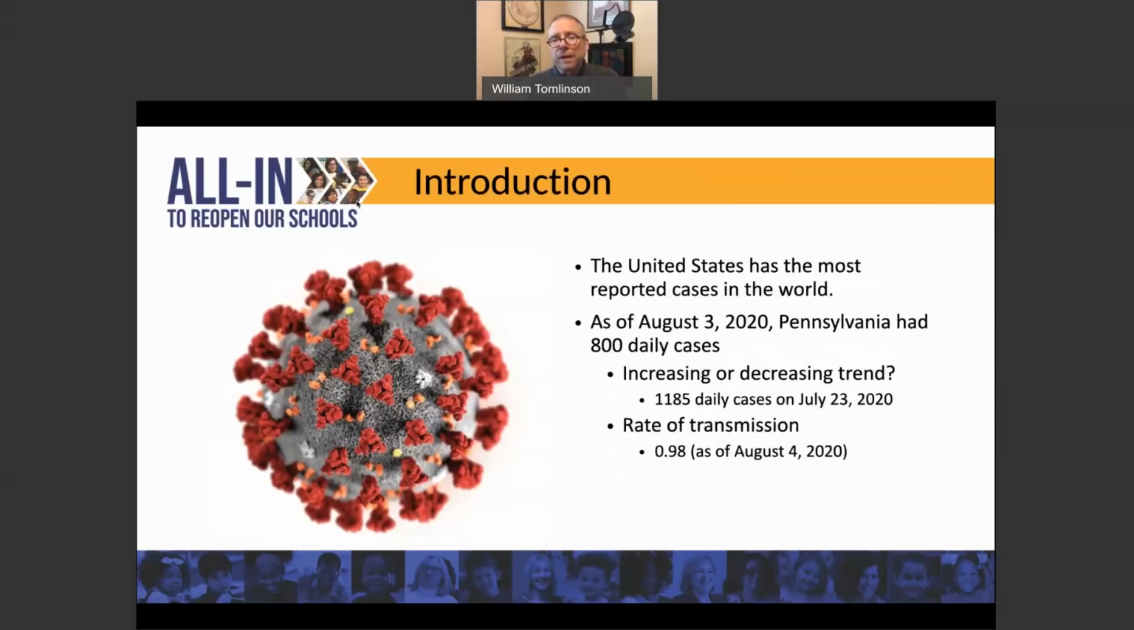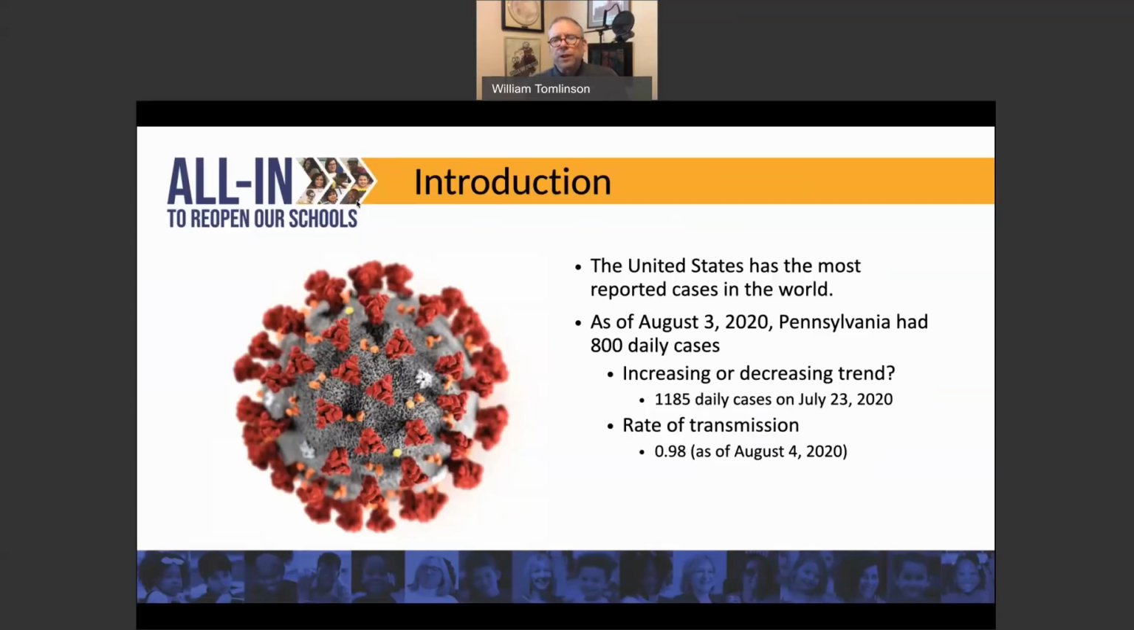Now, looking at our numbers here in the United States, we have the highest number of reported cases, currently over 5 million. I looked at Pennsylvania's specific data back on August 3rd, and we had 800 daily cases. Now, that was down from July 23rd when we had 1,185 cases. So we could be plateauing or even decreasing in our case rate, which is good news.